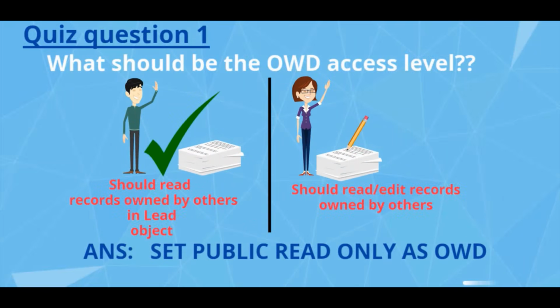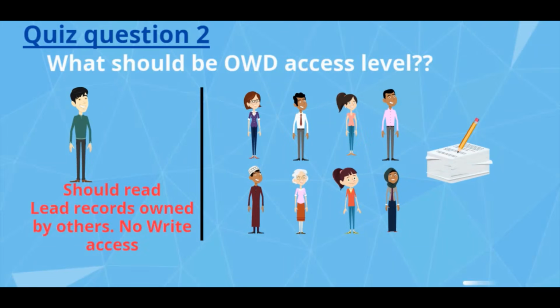Why? As per our first step, we need to find the user who needs the least access. In this scenario, the first user needs the least access. And step 2 says we need to match his access level with our OWD access level. As he wants to read all the records owned by others, it matches our public read only. That is the reason we set our OWD as public read only. Simple.